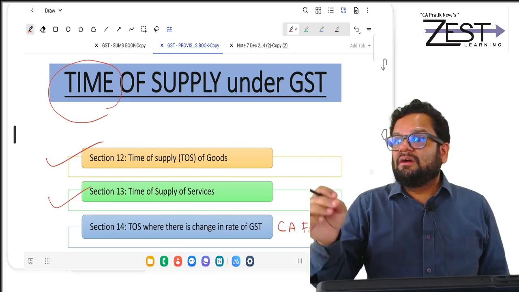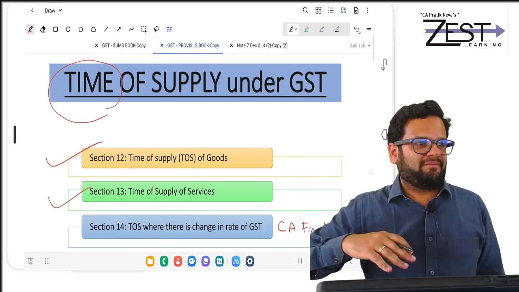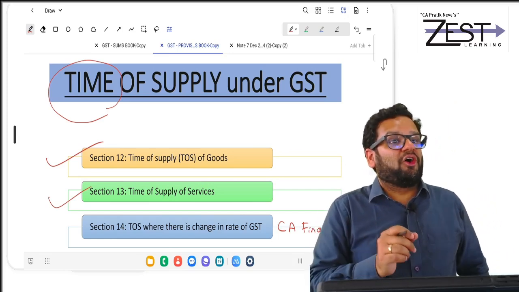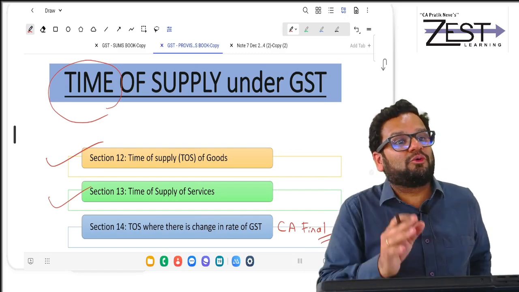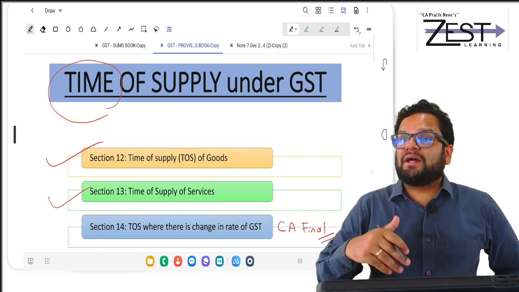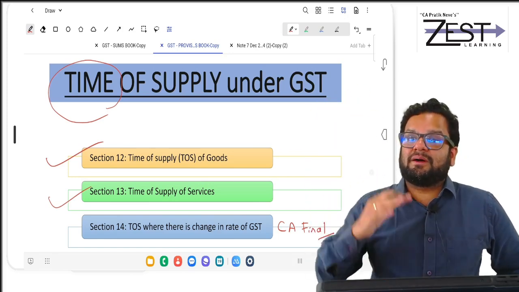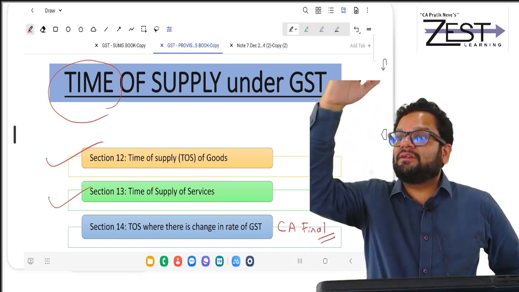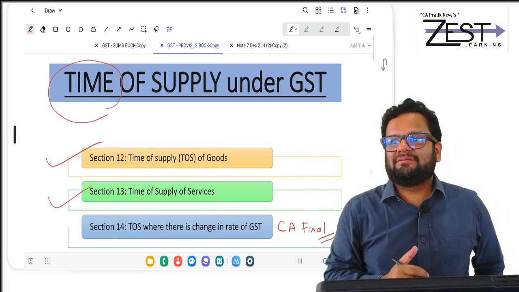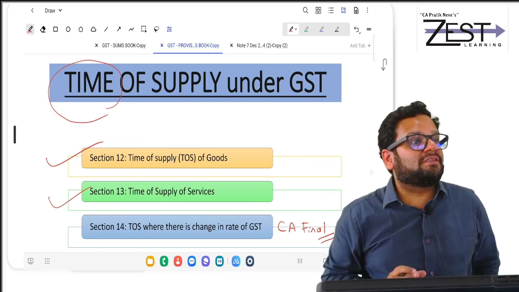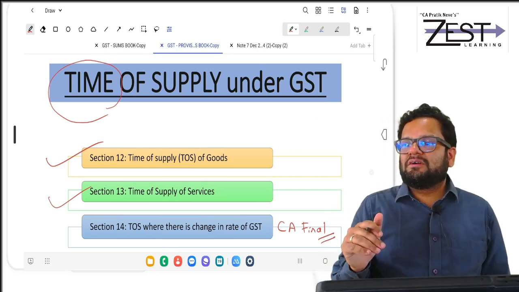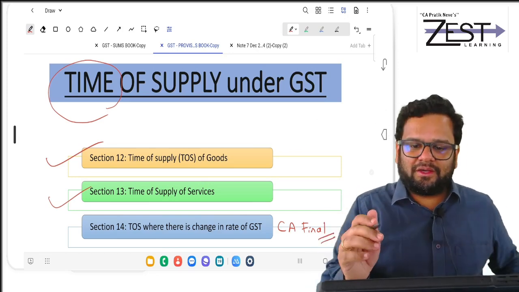Event number one, you gave me a purchase order, a PO, because you want to buy some goods from me. So I got the PO. Then I dispatched the goods on some other day. Some other day you got the goods. Some other day you made me payment. Now exactly which point is relevant? This will be discussed in section 12 for goods and section 13 for services.